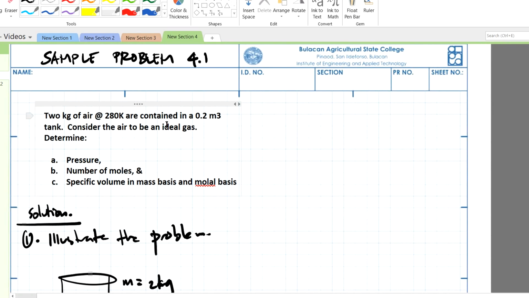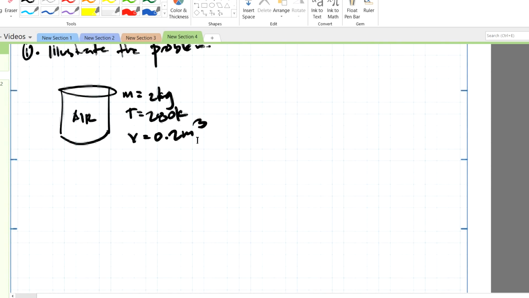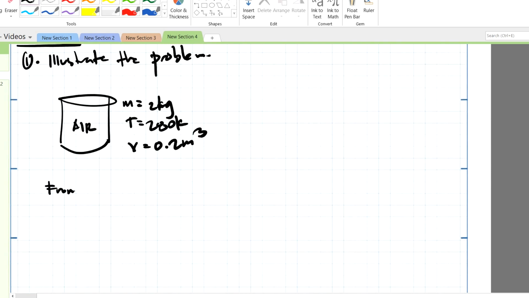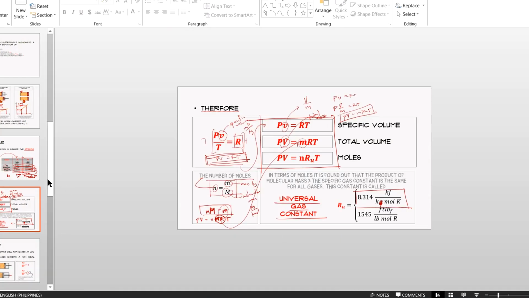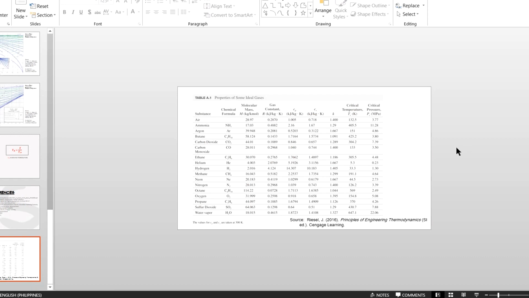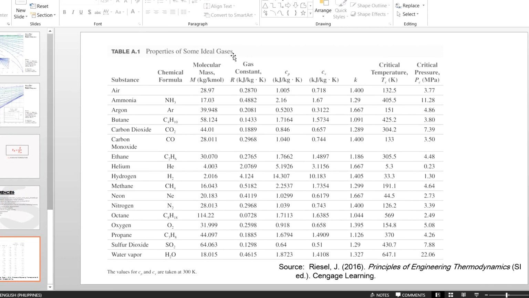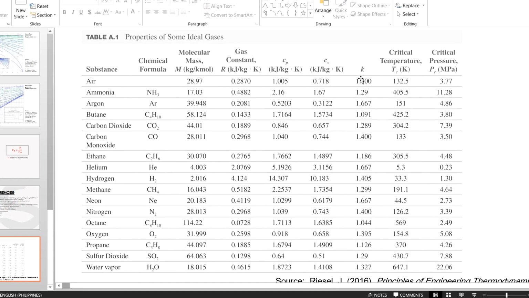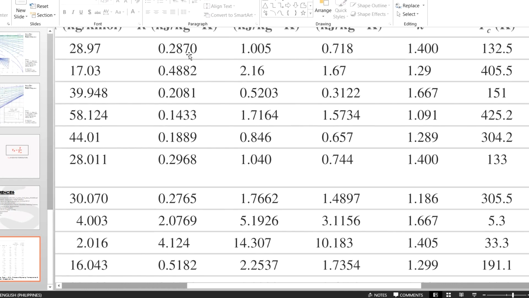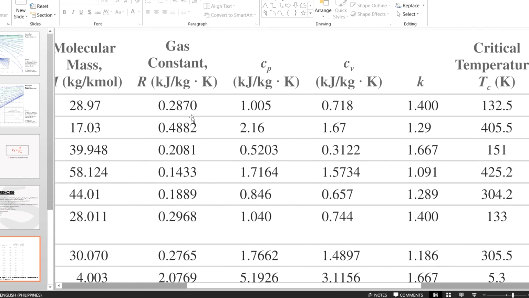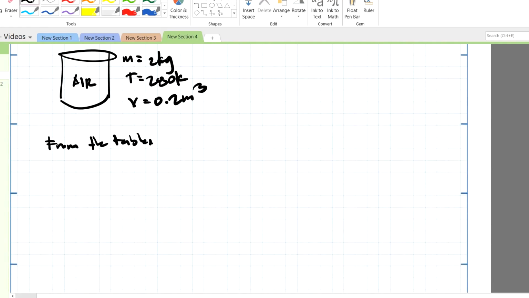Okay, it says ideal gas. That means we'll be needing, from the tables, in the appendix, I have included a table of properties of some ideal gases. So we'll be needing the value of this R. So from the table, R is equal to 0.287 kilojoules per kilogram Kelvin.